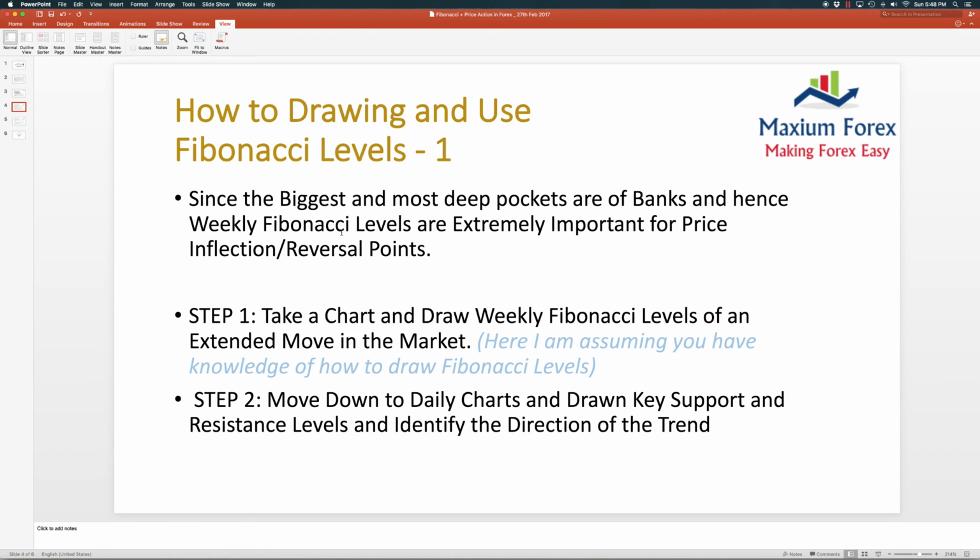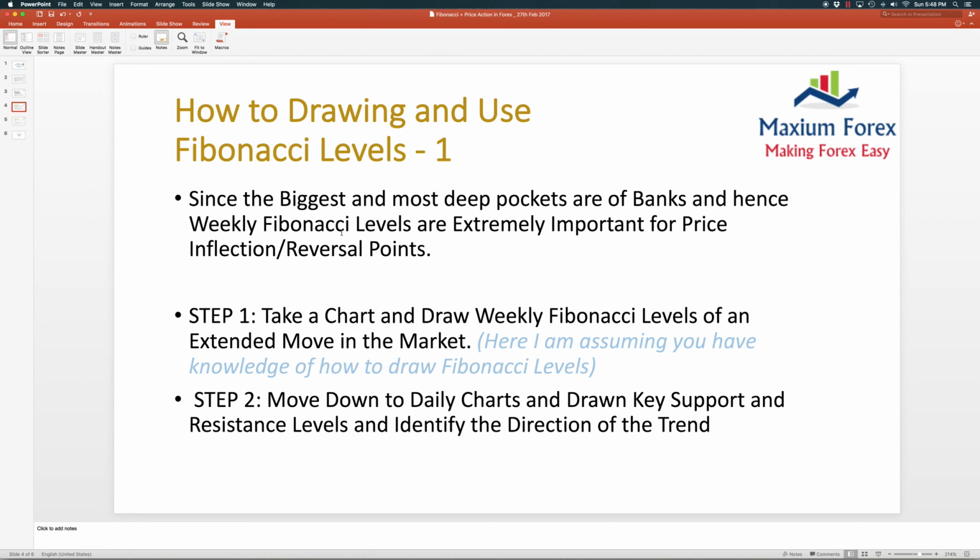Okay, by the way, here I'm assuming that you have the knowledge of how to draw the Fib levels. But if you don't know, you will see how I draw the Fib levels. So you take the weekly charts of a price pair, and you draw the Fib levels of an extended move in the market. Step two.